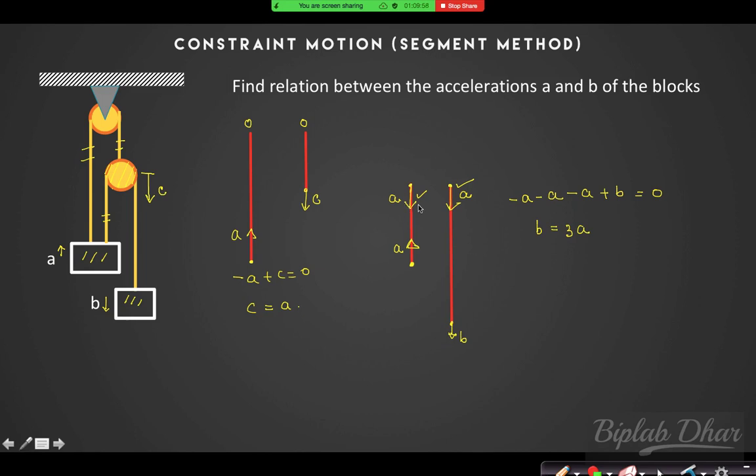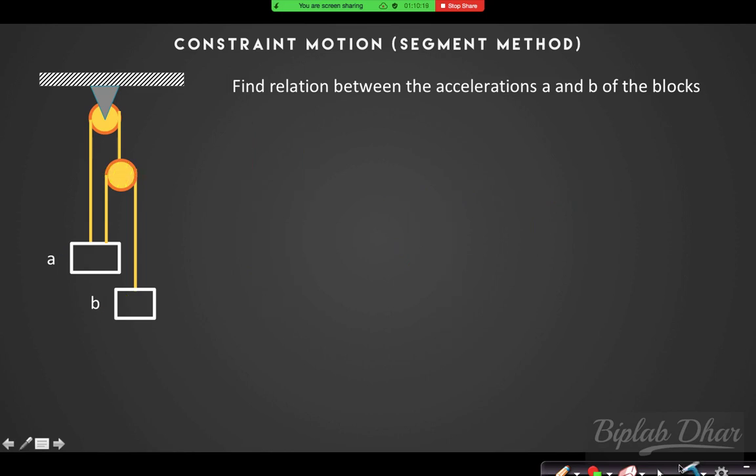Now can you write down the equation? This A and this A both are going inside the length. Can you see that? Both are negative. This A is also going inside the length, negative. And this B is coming out of the length. I have taken it positive. So these equations are based on the first equation.